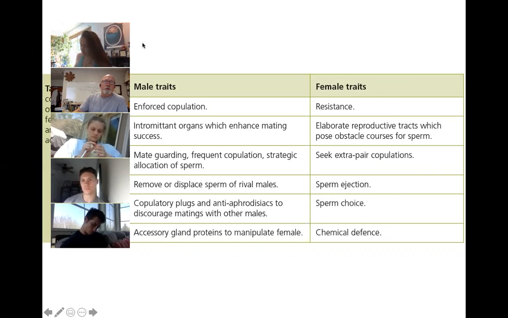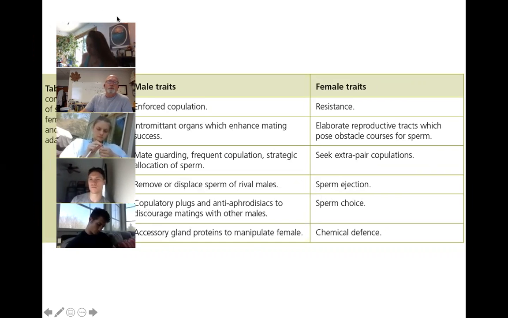Do you guys know of an example of this out in nature? It's fairly well known. The ducks.